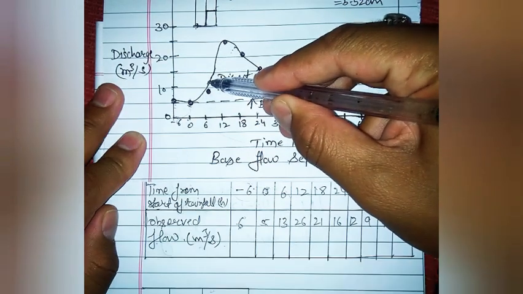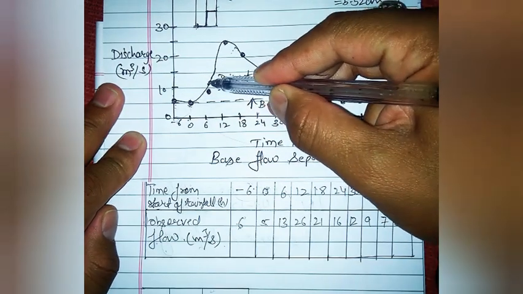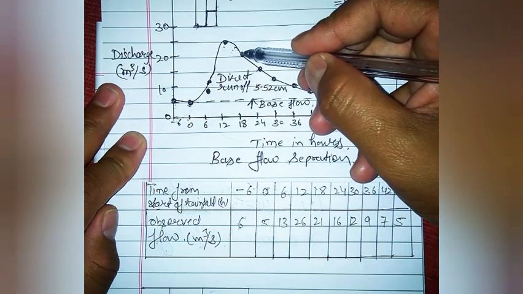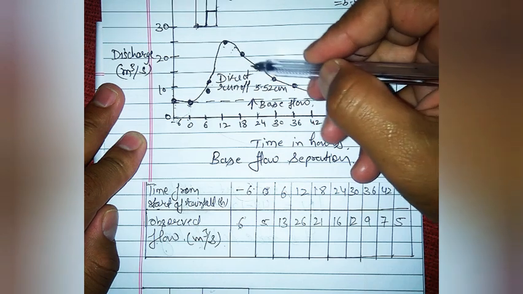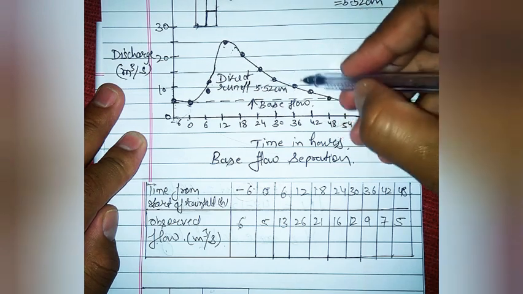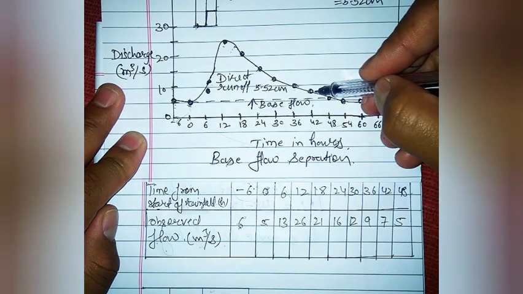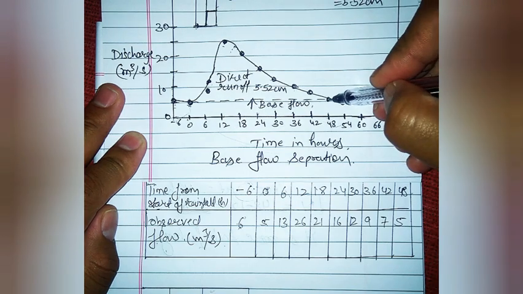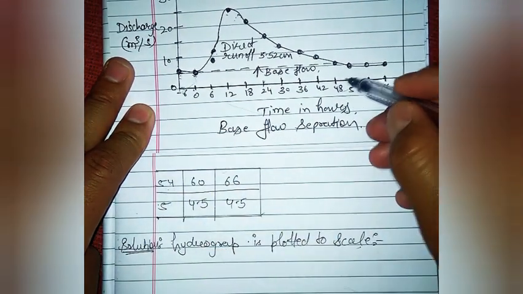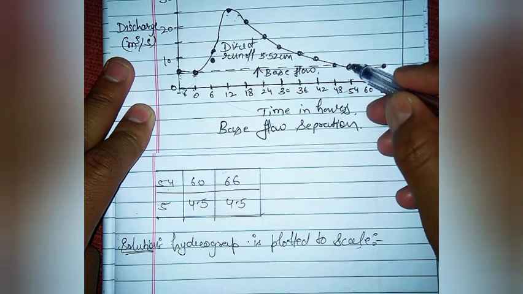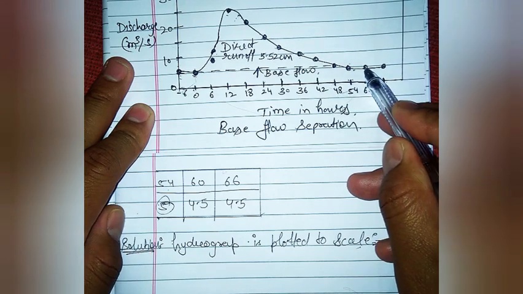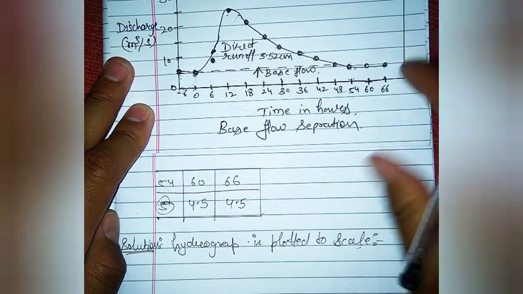So at 6 hours we have observed a flow of 13. After 12 hours the observed flow is 26, and then after the next 6 hours it is 21, then 16, then 12, then 9, then 7, and then 5. After that, at 54 hours, the value is 5, and then 4.5, and then 4.5. So these are the values.